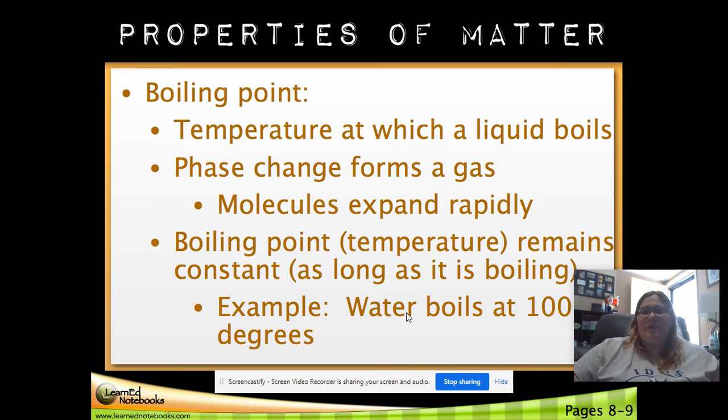Boiling point, it's when the liquid boils and it goes to a gas because the molecules are moving everywhere and they're very excited. They keep going. It remains constant as long as the water is boiling. If you shut it off, then it's going to start losing some of its energy, losing some of the heat because it's trying to get to equilibrium, and it won't be boiling. Water boils at 100 degrees.